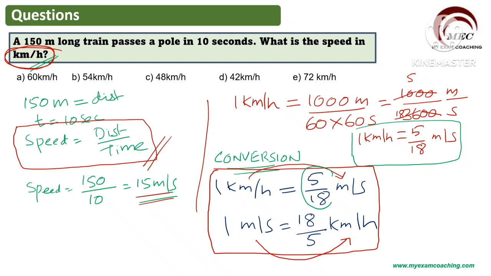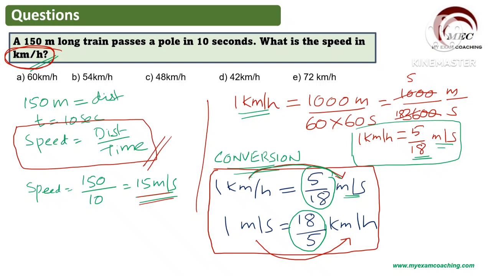5/18 and 18/5. How did we get this 5/18? Converting 1 kilometer per hour into meter per second gives us 5/18. So if you want to convert kilometer per hour into meter per second, you have to multiply by 5/18. And to convert meter per second into kilometer per hour, we multiply by 18/5.